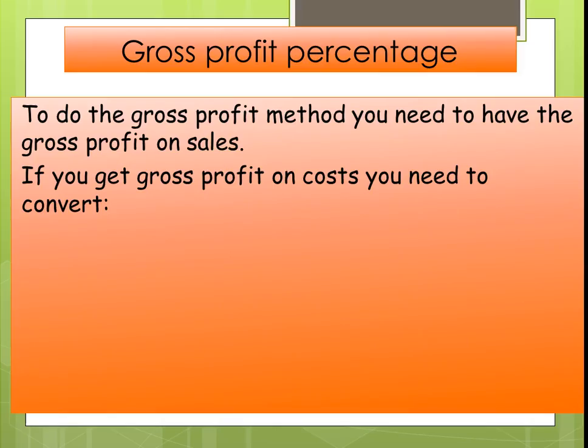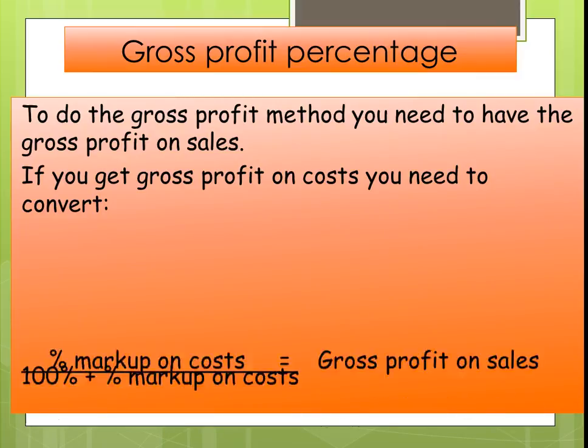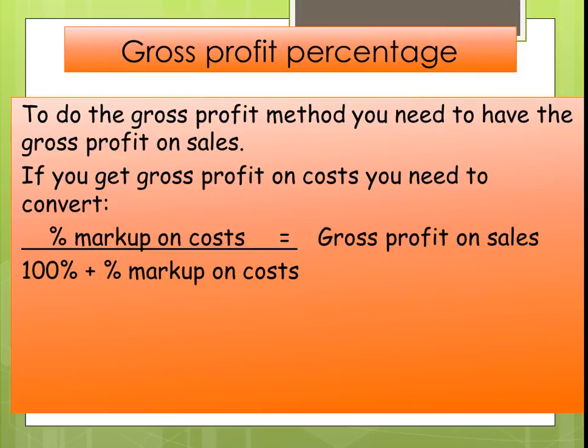Okay, gross profit method. To do the gross profit method, you need to have the gross profit on sales. If you're given a problem that instead gives you the gross profit on cost, pay attention when you're doing your homework. What you need to do is take the percentage of the markup on cost divided by 100% plus the percentage of the markup to convert it to gross profit on sales.